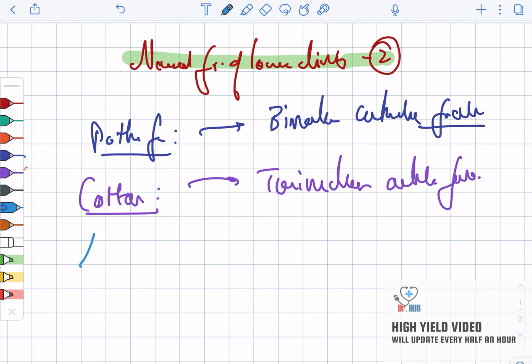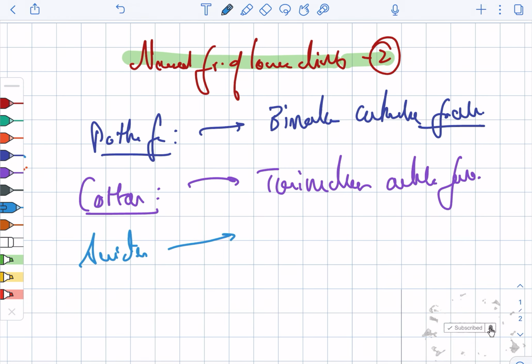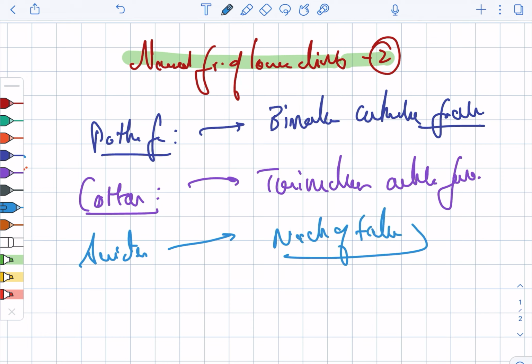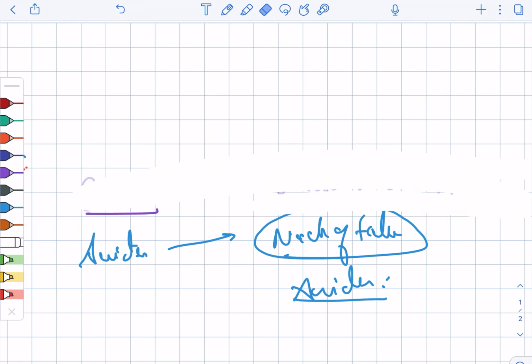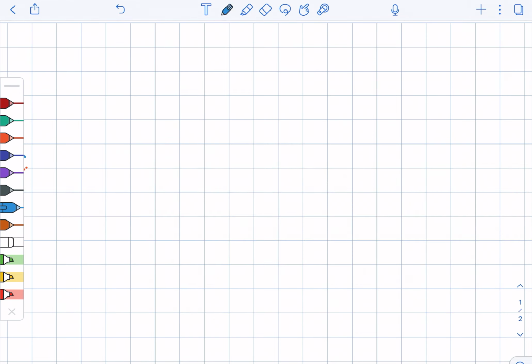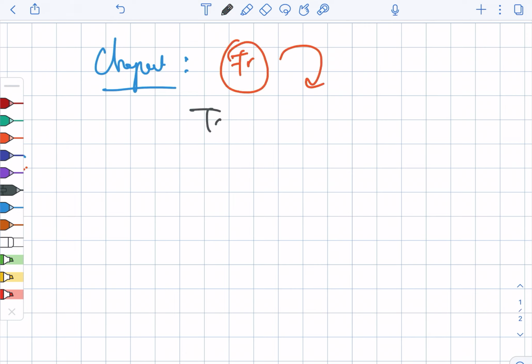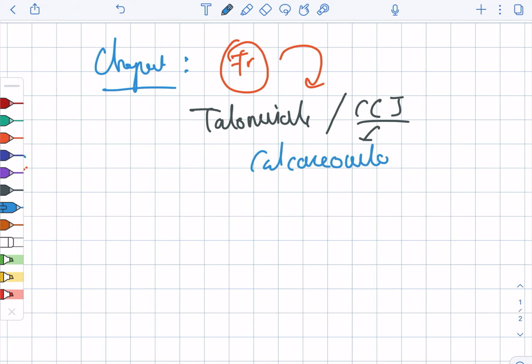Now looking at the aviator fracture. Aviator fracture is nothing but the fracture of the neck of the talus. This is the aviator fracture. Now next we are looking at Chopart's fracture. In case of Chopart's fracture, it is a fracture between the talonavicular as well as the CC joints. CC stands for the calcaneocuboid joints.